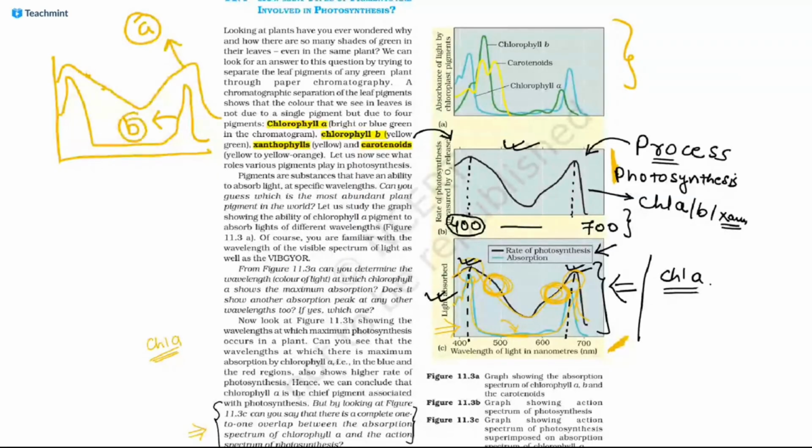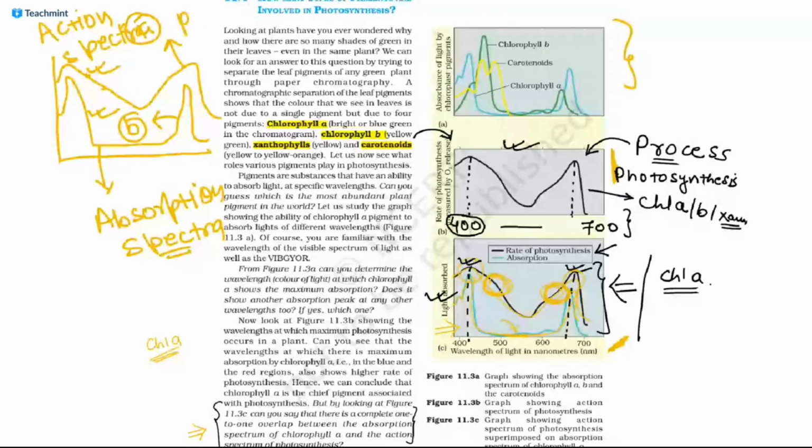And then if I ask you, what does A represent? What does B represent? What will you say? A represents the rate of photosynthesis and B represents the absorption spectrum of chlorophyll A. So if you are calling this the absorption spectra, A you should call the action spectra of photosynthesis. Understood? In this way, similarly here also they can give you this graph, and instead of chlorophyll B there will be A, B, and C, and then you have to find out what is what.